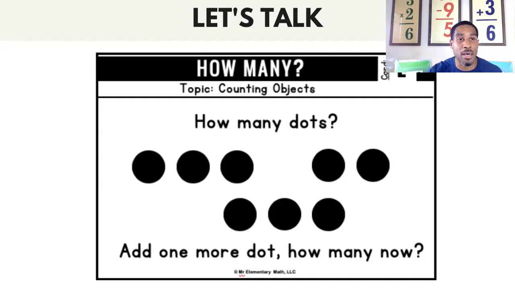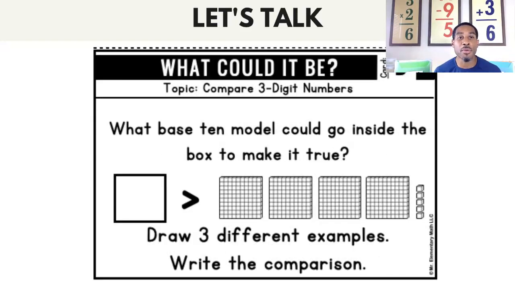Now I'll have another example. So here we have another example. This would not be for kindergarten. This would be for grades 2 or 3. It says, what could it be? Compare 3-digit numbers. So the way I would do this is for my 4 or 5 students that are in my call, I would make sure that they have a piece of paper and a pencil to write with. I would make sure that they have those tools before they engage in this, and they would have to answer this question. What base 10 model could go inside the box to make it true?